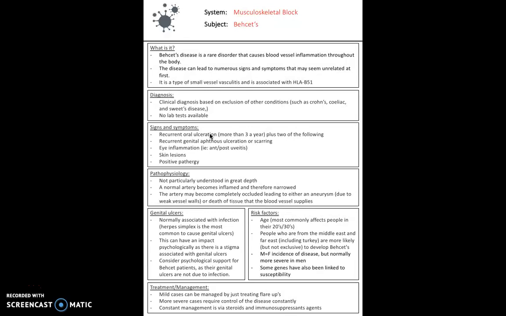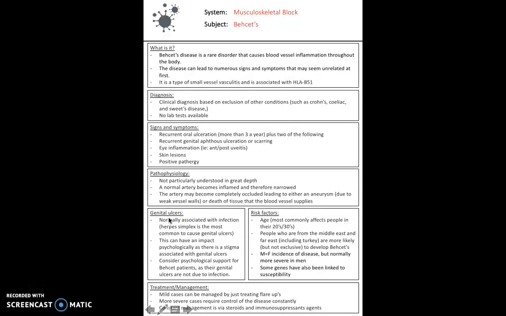So the pathophysiology behind this isn't particularly understood in great depth, but what we're thinking here is a normal artery is becoming inflamed and therefore narrowed. The artery may become completely occluded, leading to either an aneurysm, due to having those weak vessel walls, or death of a tissue that the blood vessel supplies.